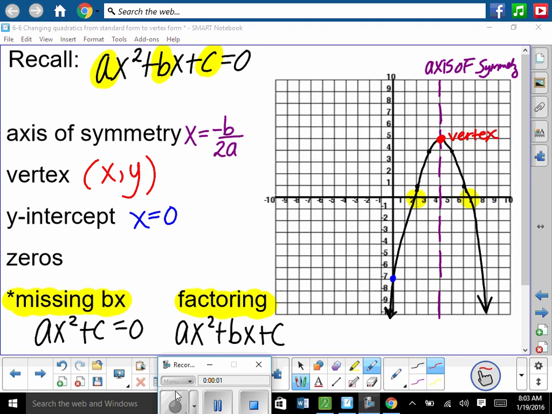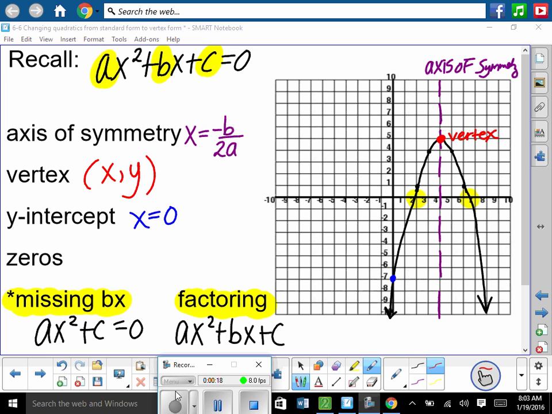What have we learned with quadratics so far? So remember that a quadratic has the standard form of ax squared plus bx plus c, and standard form would be set equal to 0. Remember, a, b, and c are the coefficients in front of the variables. A is in front of x squared, b is in front of x, and c is our constant coefficient.